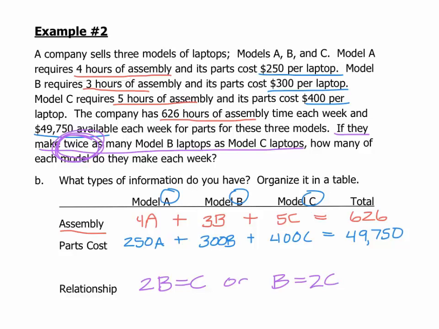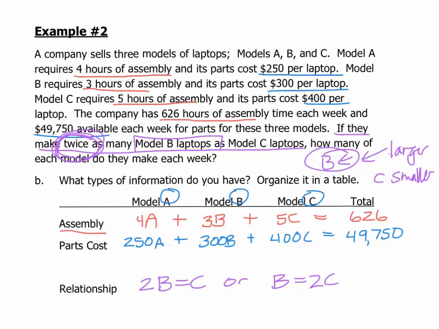If you think about our Model B laptops, it says we have twice as many Model B laptops as Model C laptops. There's twice as many of those Model B laptops, so this should be a larger number. Model C laptops, this should be the smaller number. So if you multiply by 2, are you going to multiply the larger number by 2 or the smaller number by 2 in order to make them equal?